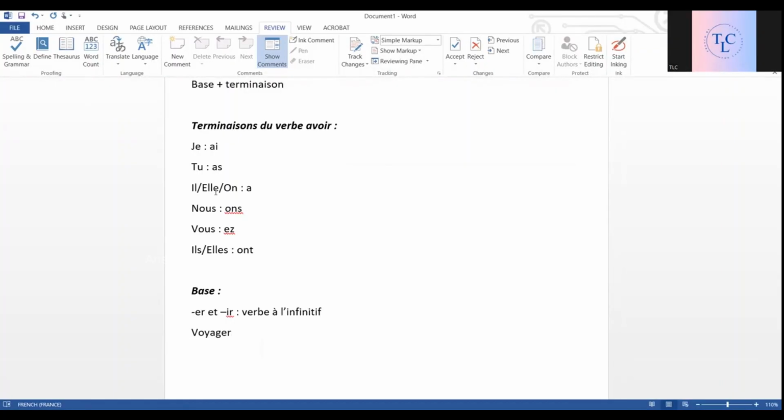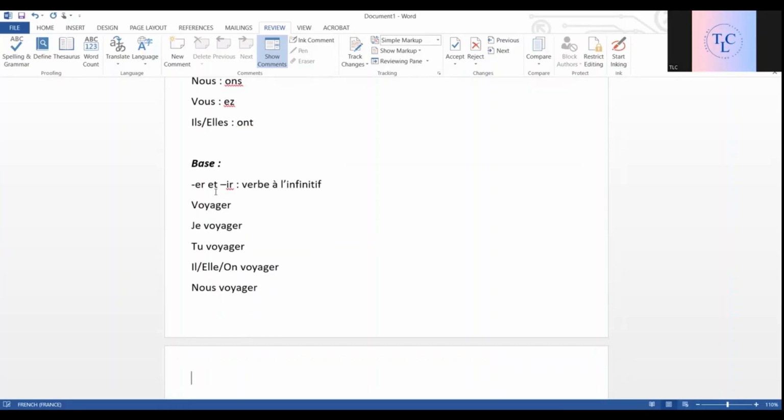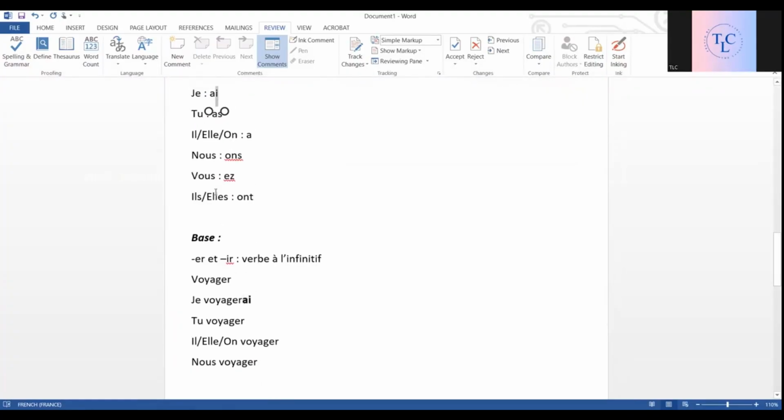Voyager. To conjugate it in futur simple tense, we take the verb à l'infinitif as the base. So this is the base. And we copy it with every single subject because it's the same. The base is the same for each and every subject in every verb. The endings are different. So here we'll add ai because that is the ending with je.